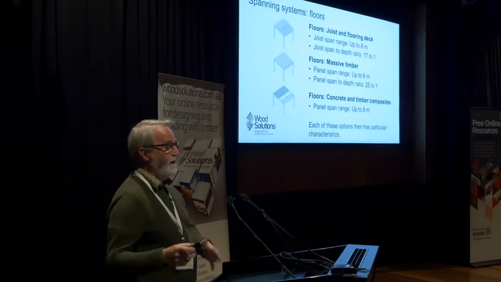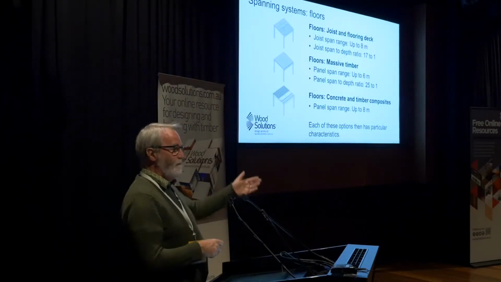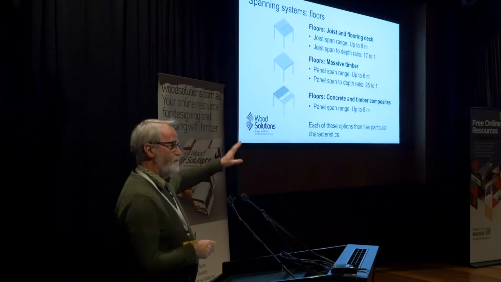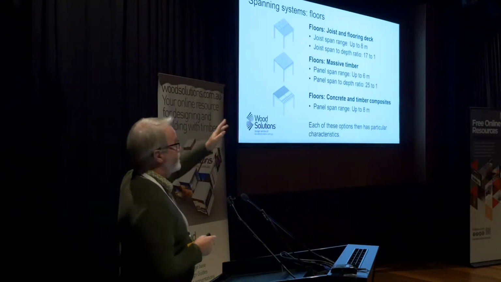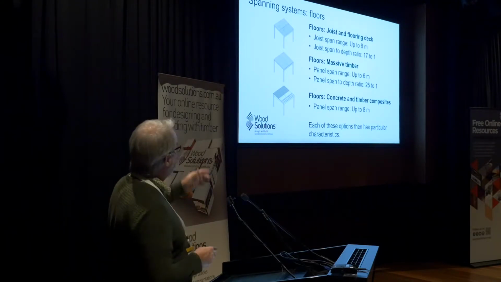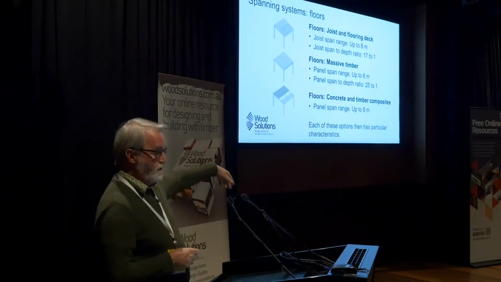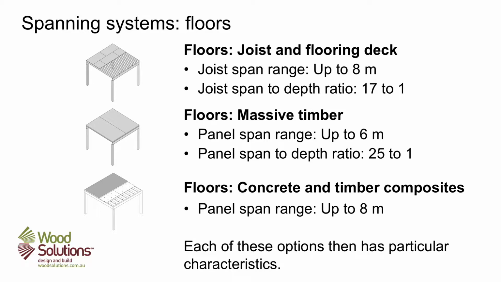Okay, so if we're looking now in the guide, we try to address each of those different systems. If we're looking now at a spanning system for floors, here we've got 3 options for floors. The first is we can have a floor or joist deck, and the joist can be over the top of the beams or running into the side of the beams, so there are options. We've got massive timber as a floor system. We've also then got concrete and timber composites.